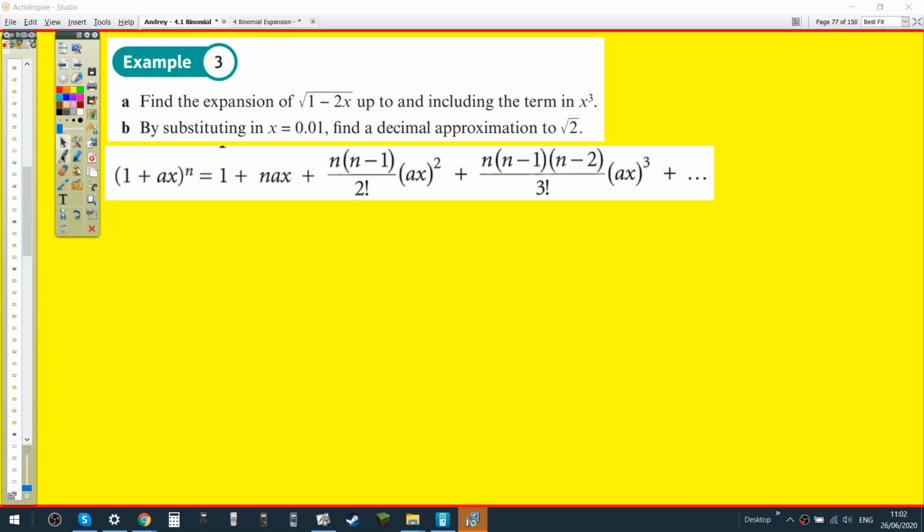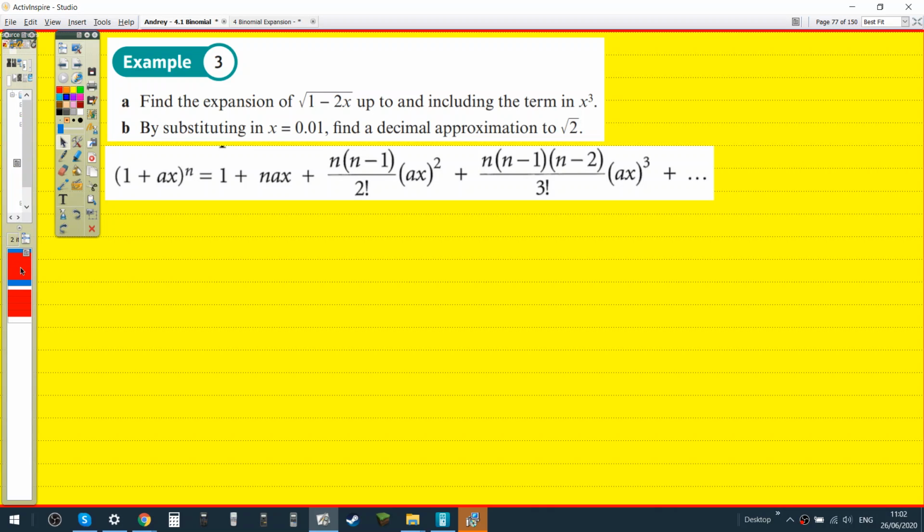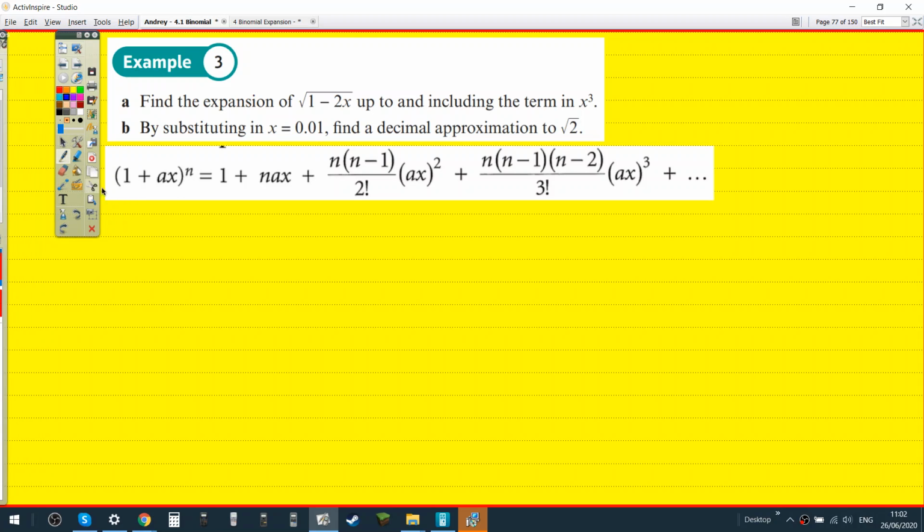And then will I just put the A's and the N's subbed into that thing? Yeah. And so would that be 1 plus... Oh, sorry. No, I was just doing it. Yeah. 1 plus half minus 2x.